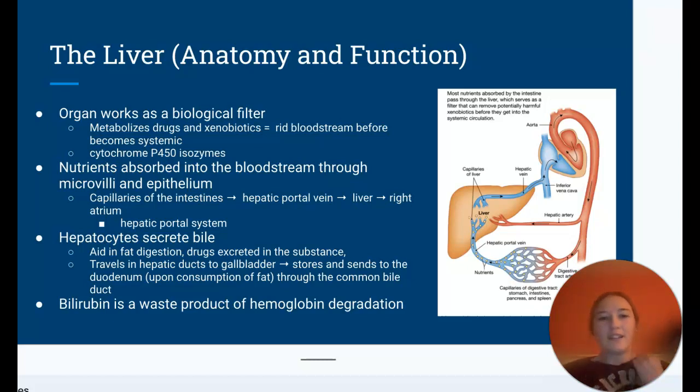And so the liver also deals with fat digestion by secreting bile and bile salts. So the way it does that, it travels to the gallbladder, which can store bile, and then that gets sent to the duodenum through the common bile duct, and so that helps with digestion of fat. So we'll talk about it in the next slide.